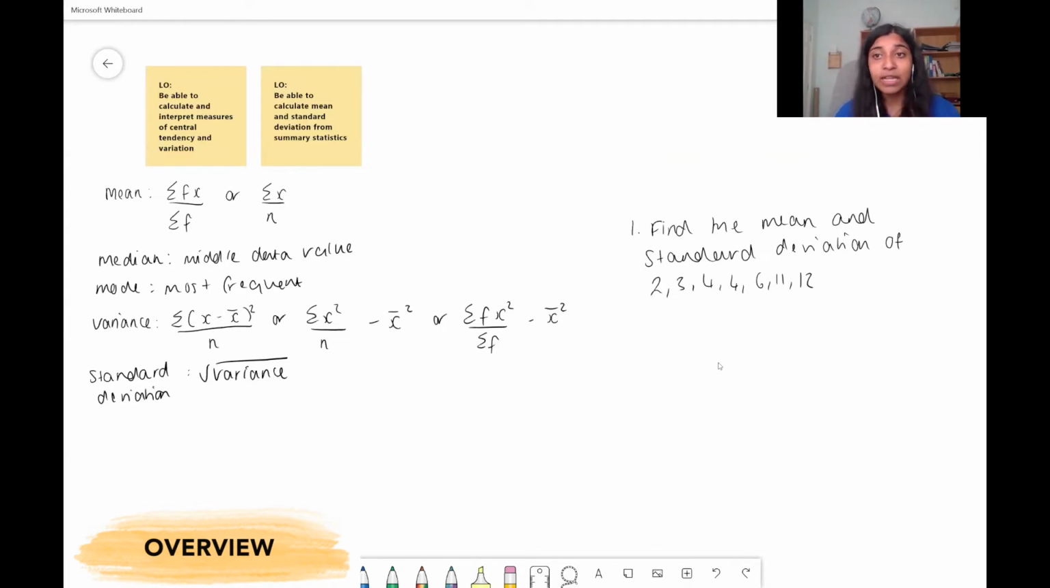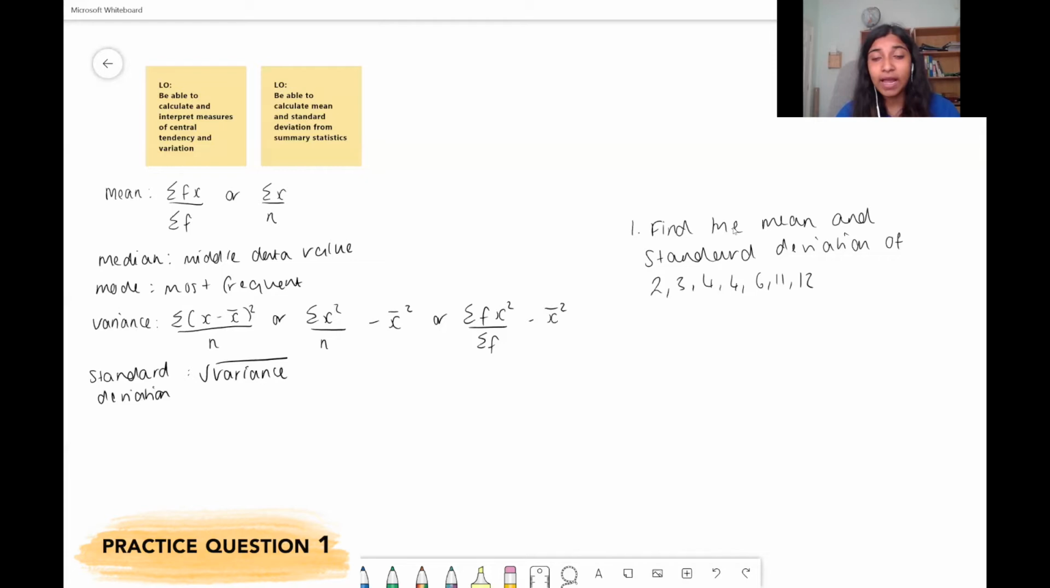Or you can have the sum of your fx squared over your sum of f minus your mean squared. So you'll get the formulas for your variance in your formula booklet, so don't worry about completely memorizing them all. Lastly, you have standard deviation, which is just the square root of your variance. So let's try and apply these formulas to a question.